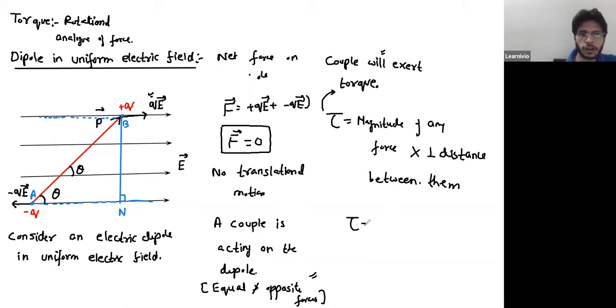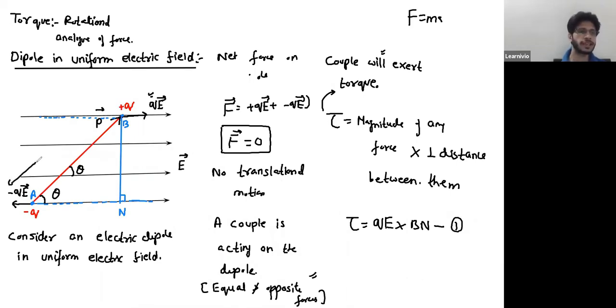So you can simply write your torque as the magnitude of any of the forces. This is the formula of torque. The way the formula of force is mass into acceleration, in the same way the formula for torque is the magnitude of any of the forces multiplied by the perpendicular distance between them. Here, you can take the magnitude of any one of them, which is the same, QE, times the perpendicular distance. Can you tell which one is the perpendicular distance between the forces? Is it AB, BN, or AN? BN. So the perpendicular distance between the two forces is BN. That is my equation number 1. Now, we are supposed to calculate the value of BN.